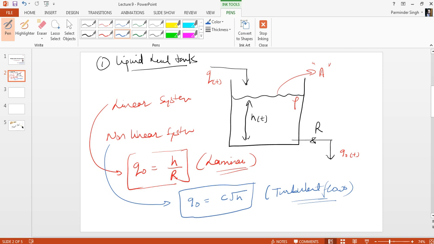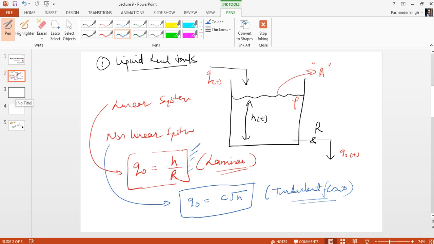Clear? Now the very first example which we're going to take is the liquid level tank for the linear system, that is for laminar flow, where the outlet flow rate varies with this relation with respect to the head. And the second case we'll take is a non-linear system where the outlet flow rate varies with the head by this expression, that is C under root of H. That is a non-linear system.